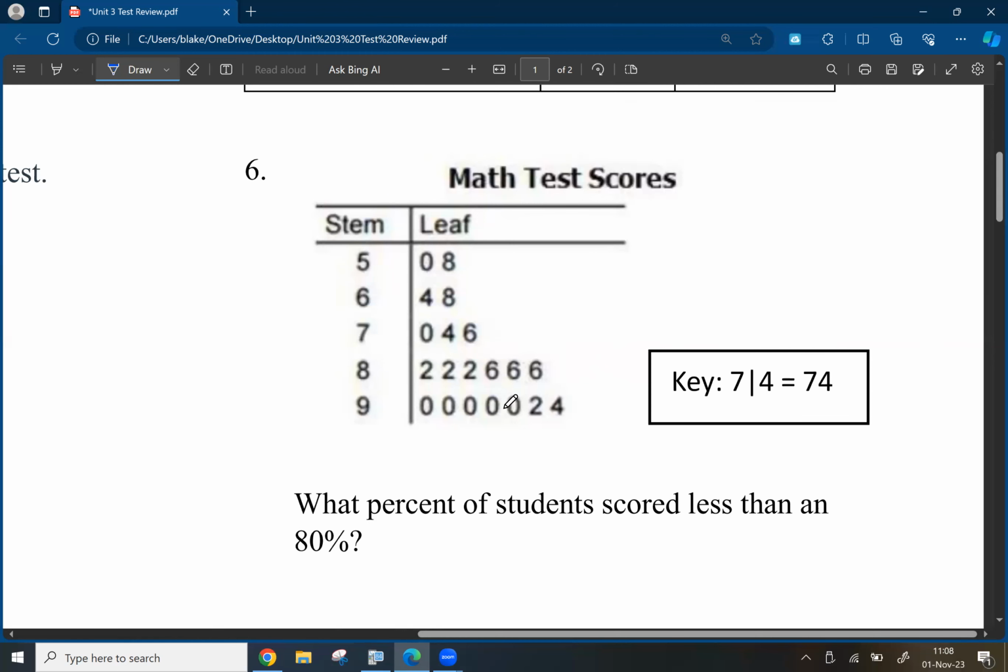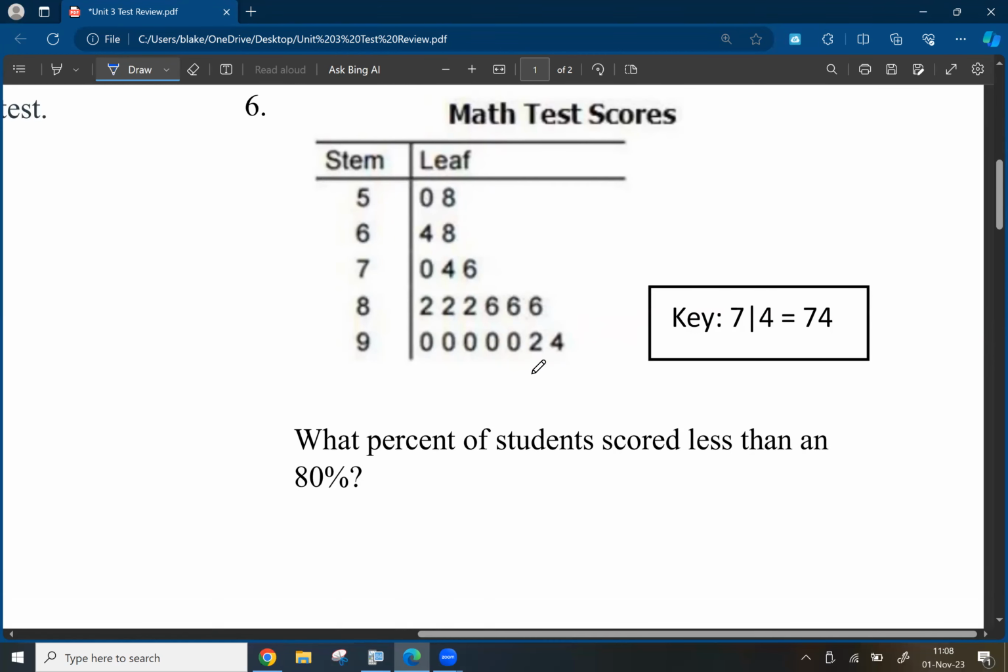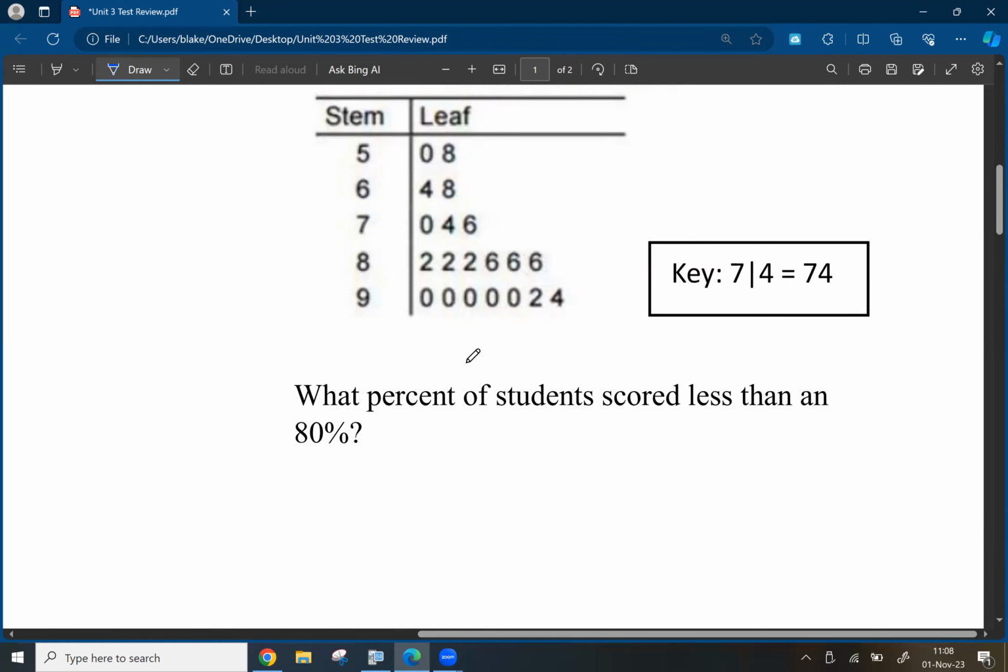Number 6. Here is a stem plot with a key. What percent of students scored less than an 80%? So if you see the key, 74 means 74. So like 70 means 70, 74 means 74, 76 means 76. So 80% would be 82, right? 82 and 82, and then 86 and 86 and 86. So less than 80% is going to be all of these ones. There's a 50, a 58, so that's 2, a 64 and a 68, so that's 4 altogether, a 70, a 74, and a 76. So that's 7 test scores.